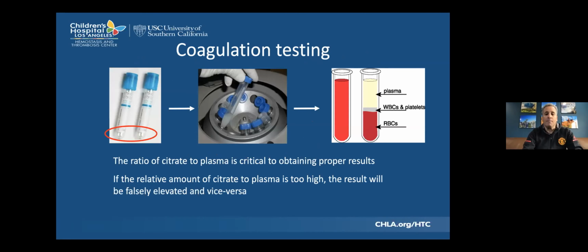What happens next is that sample gets centrifuged, and you separate the plasma from the red blood cells. The neutrophils will be with the red blood cells, and then in the middle is what's called the Buffy coat, which has the mononuclear cells, lymphocytes, monocytes, and platelets. And again, the ratio of citrate to plasma is critical to obtaining the proper results. Now, as you look at that tube on the right there that's separated, if the amount of citrate to plasma is too high, then the result will give you a falsely elevated PT or PTT.